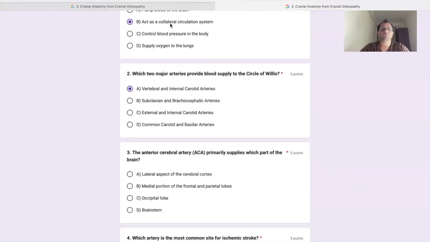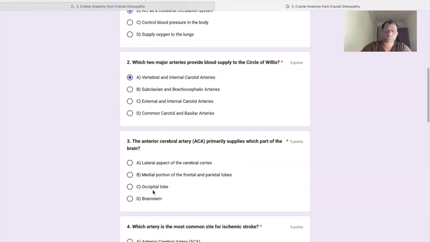The question number 3. The anterior cerebral artery primarily supplies which part of the brain? एंटीरियर सेरेब्रल आर्टरी हमारे ब्रेन के किस पार्ट को सप्लाई करती है? What the answer? B. Medial portion. Medial portion. So the medial portion of frontal, here the main focus is frontal and the parietal lobe. So we know the anterior cerebral artery is supplying the frontal and the parietal.